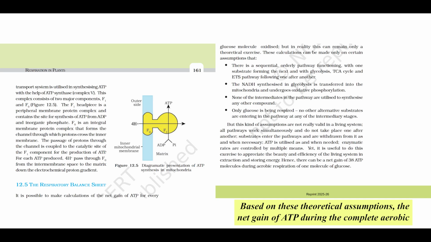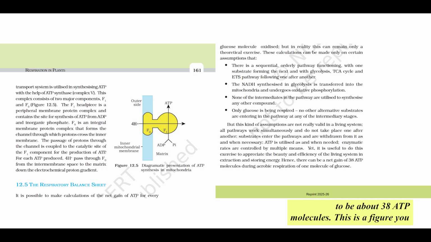Based on these theoretical assumptions, the net gain of ATP during the complete aerobic respiration of one glucose molecule is estimated to be about 38 ATP molecules. This is a figure you should know for your exams. 38 ATPs from just one glucose molecule.